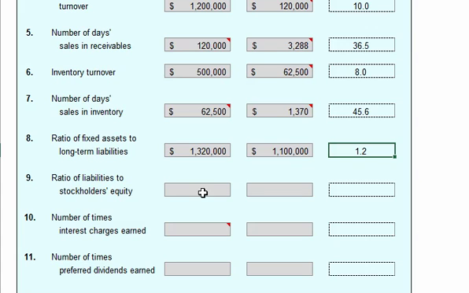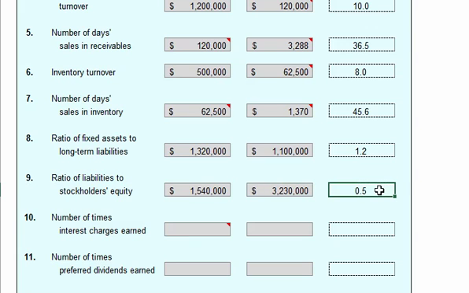Ratio of liabilities to stockholders' equity. Okay, your formula there in the top is total liabilities, which we'll pick up from the balance sheet. Current year, $1,540,000, divided by total stockholders' equity, which was $3,230,000. And that gives us 0.5.